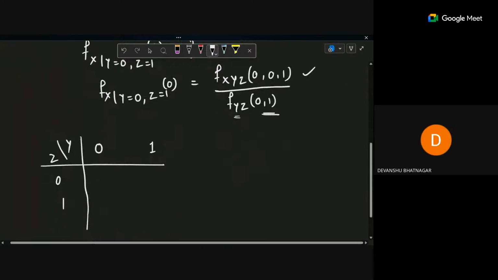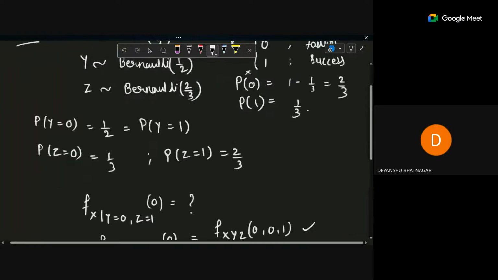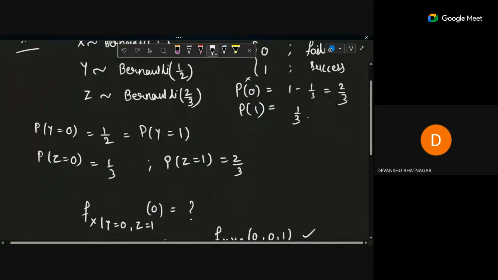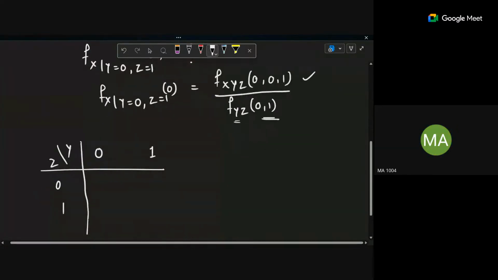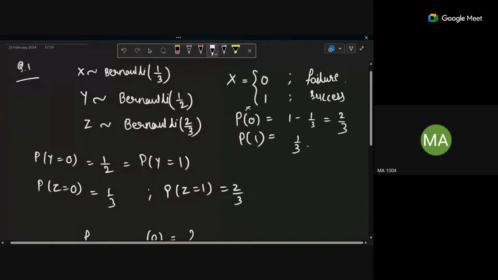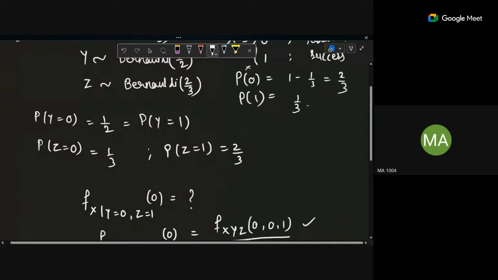Ma'am, are they independent? Y and Z are not independent, right? Then in that case, these are Bernoulli, and they are not independent, you are saying, but still we can go like that.